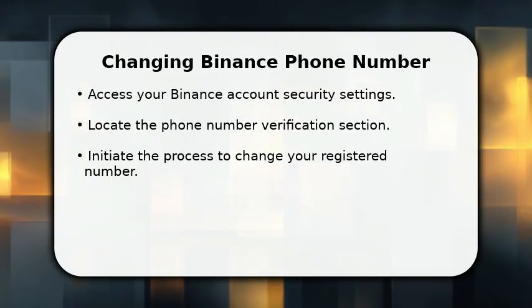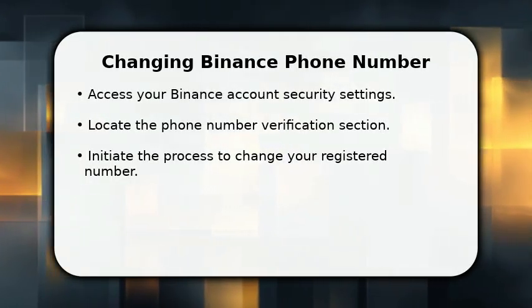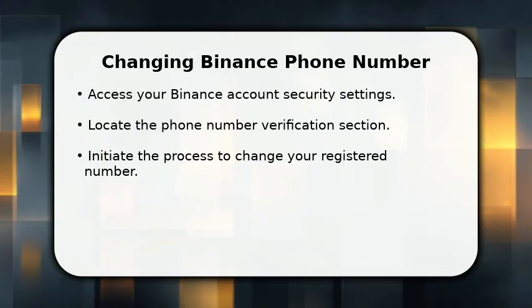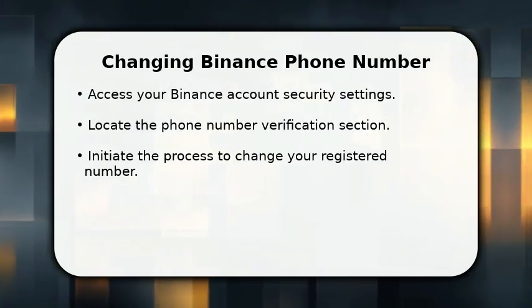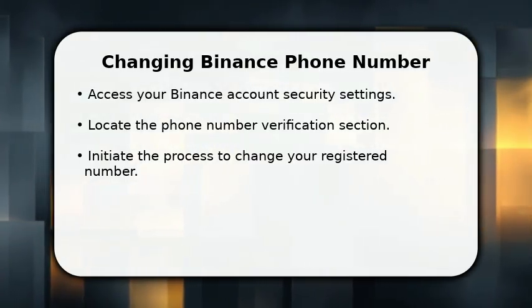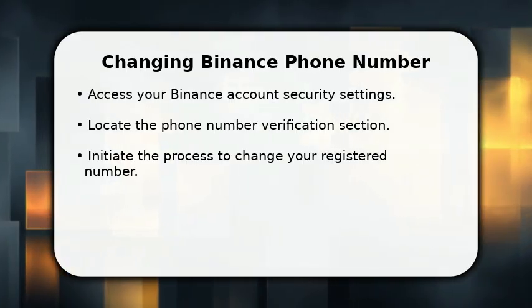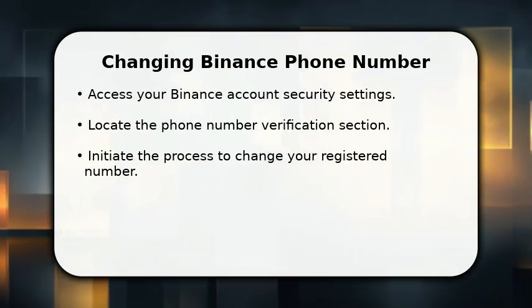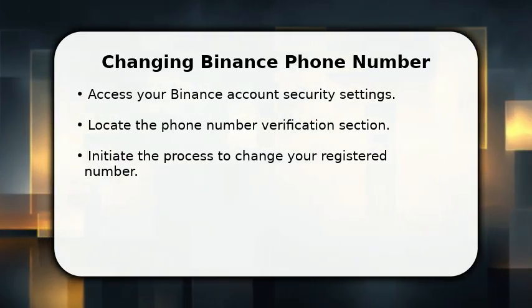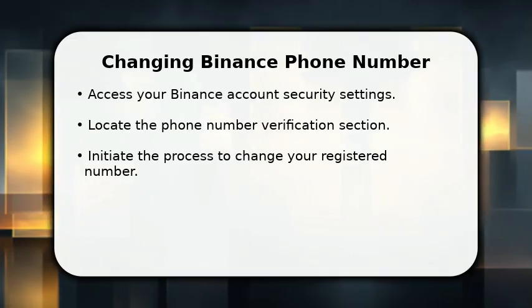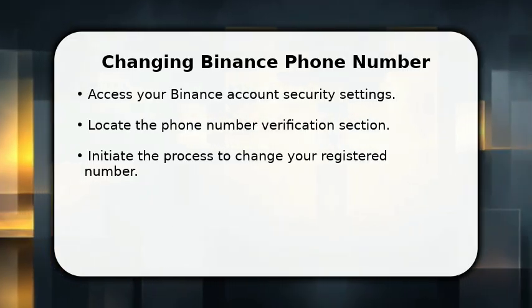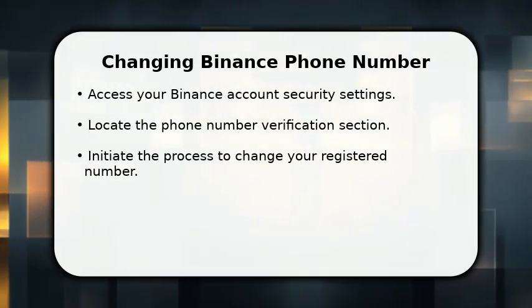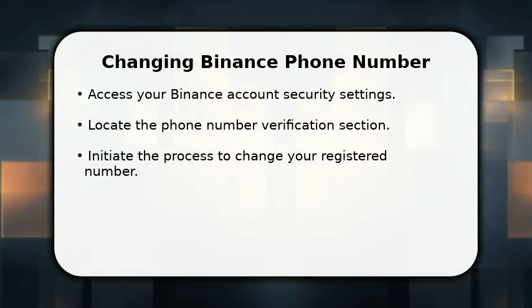In this video, I will explain how to change your Binance phone number. First, log into your Binance account and navigate to the security settings. This is where you manage all your account protection features. Look for the section related to phone verification or two-factor authentication. You'll need to start the process to update your current mobile number there. It's a straightforward process designed to keep your account secure.